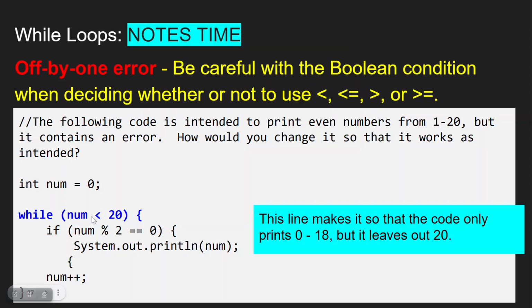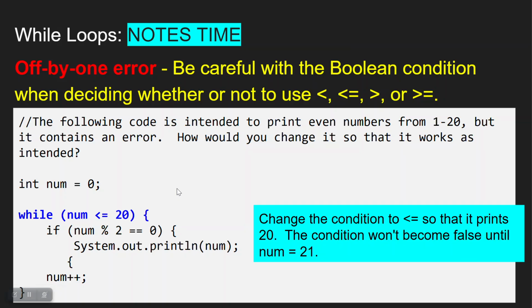But then num is no longer less than 20, so you need to have less than or equal to in order to make that work. So change the condition to less than or equal to so that it actually prints the number 20, and the condition won't become false until num is equal to 21. So that's an example of an off by 1 error.